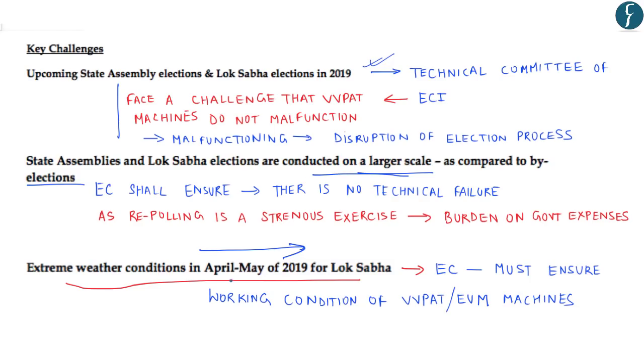So, smooth and proper functioning of these EVM and VVPAT machines is a necessary ingredient for the conduct of free, fair, and transparent elections in India. In this regard, let us also understand when a by-election is held for Lok Sabha.